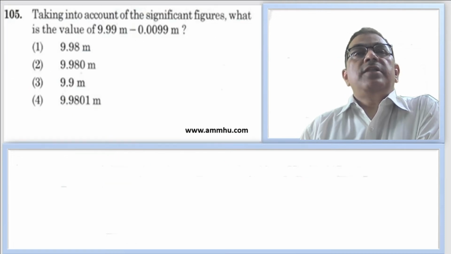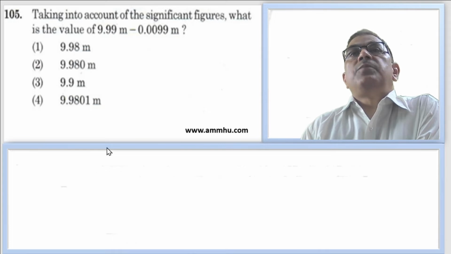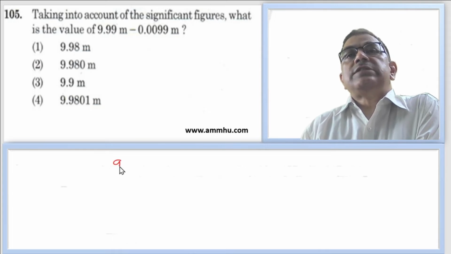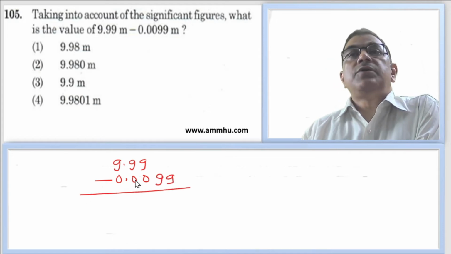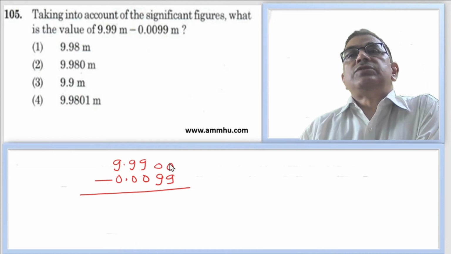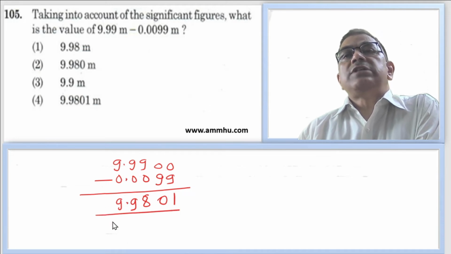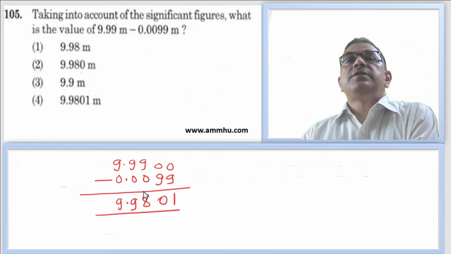Now let's proceed to the next problem, and we're supposed to subtract these two. So this is 9.99 minus 0.0099. We are supposed to subtract these two, taking consideration of rules of significant figures. So let's put 0. So this becomes how much? This becomes 1, this becomes 0, this becomes 8, 9.9. Now we are supposed to put this answer keeping consideration of the rules of significant figures.